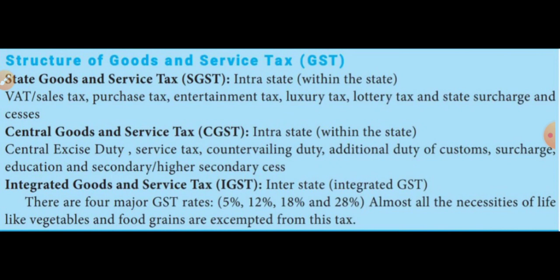Now, state goods and services tax means the taxes levied in the areas of sales tax, purchase tax, entertainment tax, luxury tax. Luxury tax is also a type of sales tax. Then lottery tax, imposed on certain products, and state surcharge and cesses. That means additional charge or tax; cesses means tax on tax. These are the state goods and services tax.